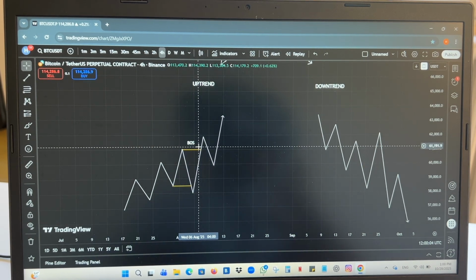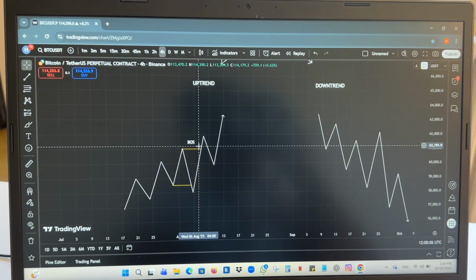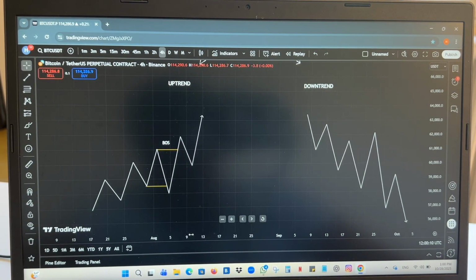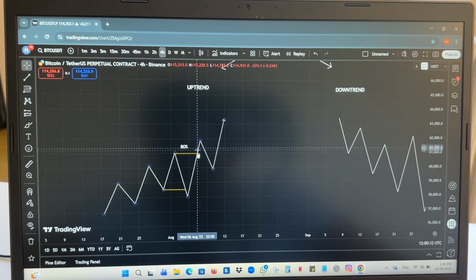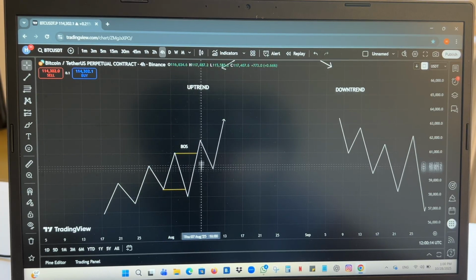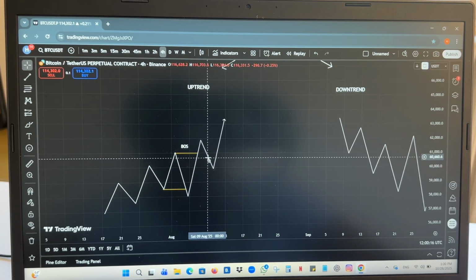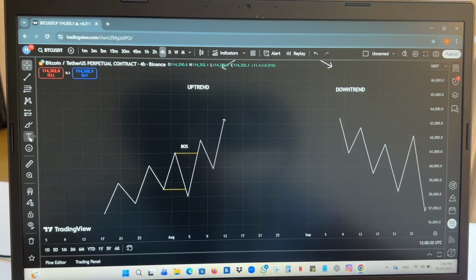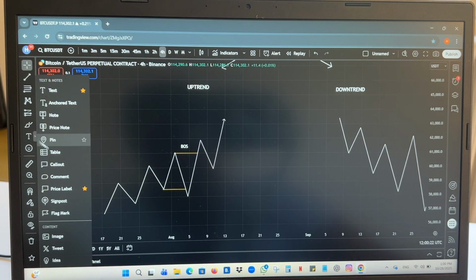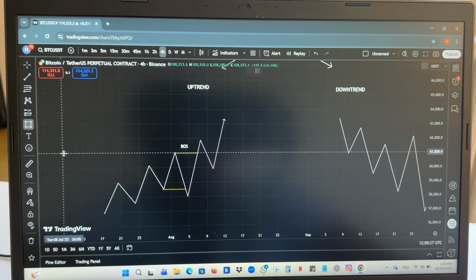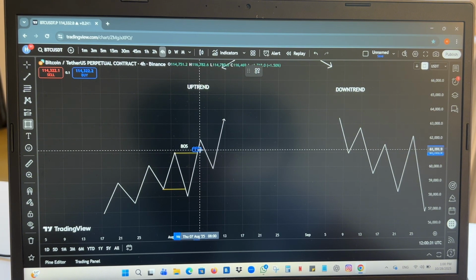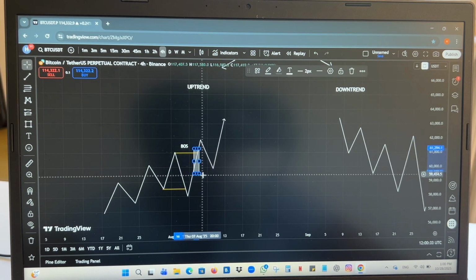But let me give you a crucial point in identifying a BOS. Now let's say this break, because it needs to make a high in order to confirm that it's going in an uptrend. So in this break, let's say this is a candle, this is going to be a candle.